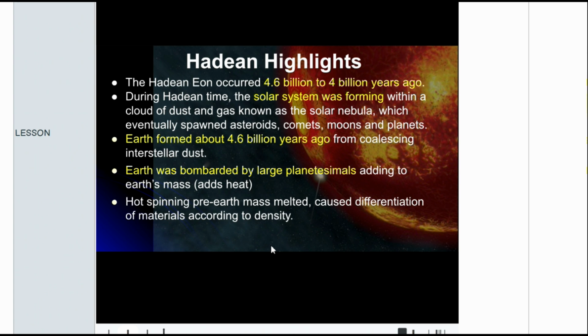So during that time, Earth gets bombarded by large planetesimals. They join up with the current ball of stuff that is going to become the Earth. It adds to our mass, it adds to our heat. Anytime you have those collisions, it's going to cause heat. As we continue to heat up that way, we're spinning around. Every time we get hit, we spin a little bit differently.